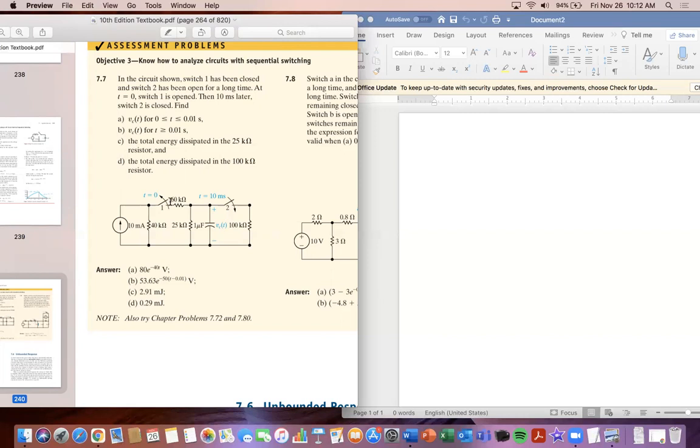It'd be longer. Okay, remember what I said: always do time less than 0 first. Draw what's happening beforehand. It looks like we're going to have 3 intervals: one before t equals 0, one in between, and one when it's greater than that. So I'm going to say time less than 0. Let's look at what the circuit is.